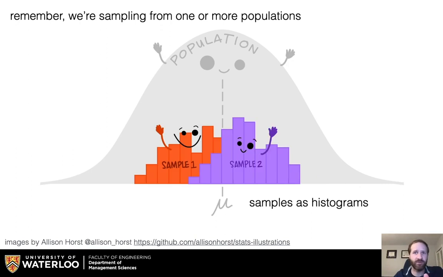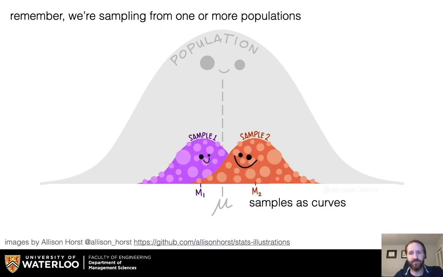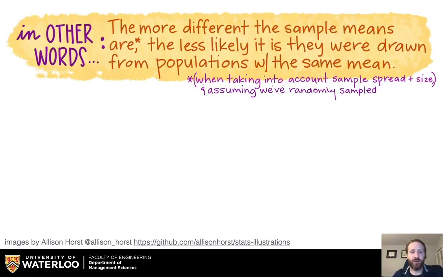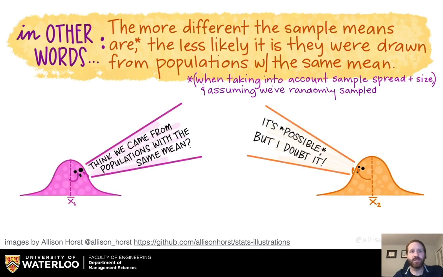So we've gone through both. We're going to go with curves moving forward. In other words, the more different the sample means are, the less likely it is that they were drawn from populations with the same mean. So if you look at two distributions that have very different means, you might ask, do you think that they came from populations with the same mean? And it's possible, it's always possible, but it's unlikely.